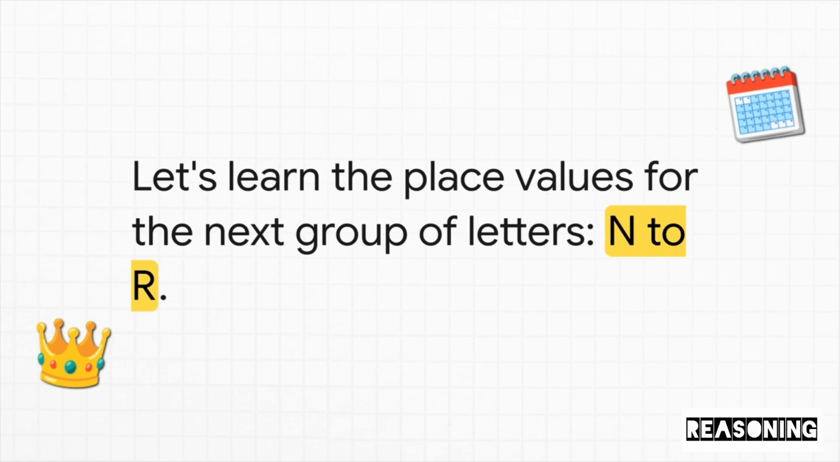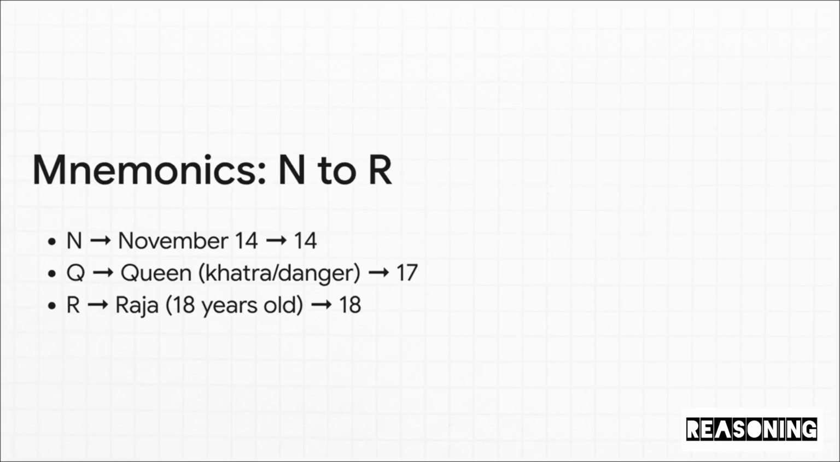Our next group of letters is N all the way to R. Ready for it? So for this set, we have a little mini story. For N, just remember November 14th. Children's Day, so N is 14. Simple. Now, Q is for queen or Rani. And a queen is always in khatra, right? Khatra, satra, so Q is 17. And of course, where there's a queen, there has to be a king. And a Raja, a king, comes of age at 18. So R is 18. See? One little story and boom, 3 letters are locked in.